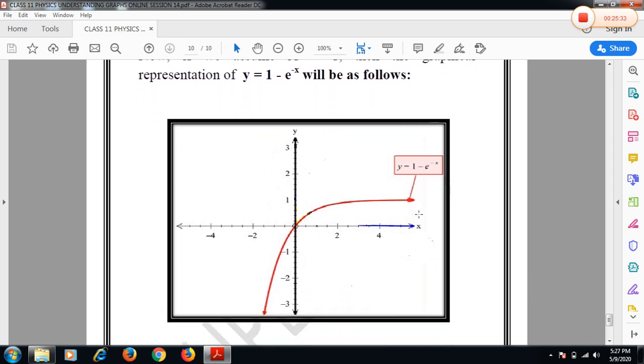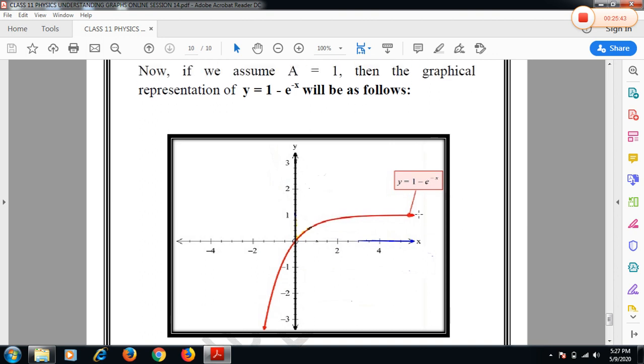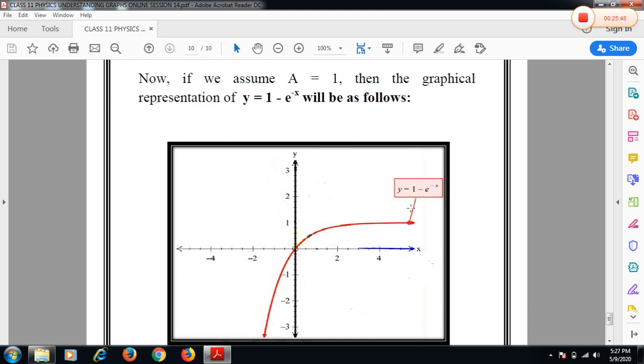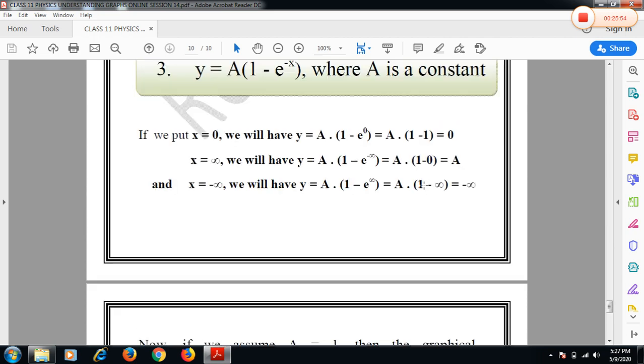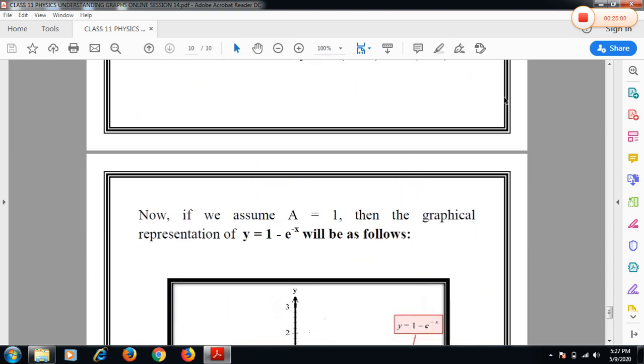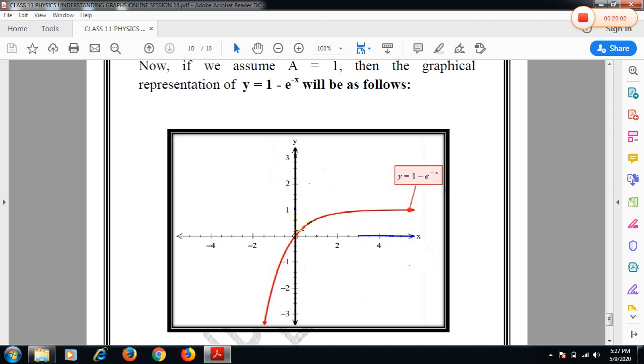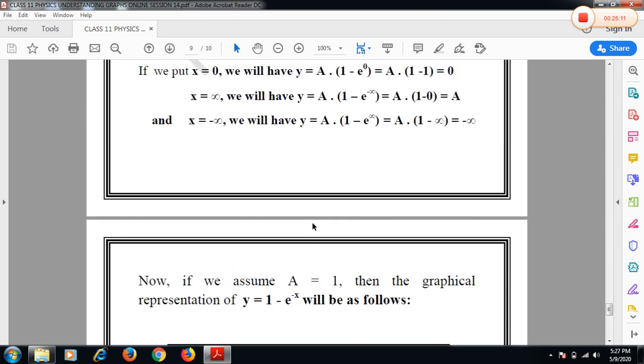Let us look at this curve. This is a special kind of graph. Note down, this type of graph is known as a saturation type of graph. This red curve is y equals 1 minus e to the power minus x. Let us verify it. At x equals 0, y equals 0. That is, the graph is passing through the origin.